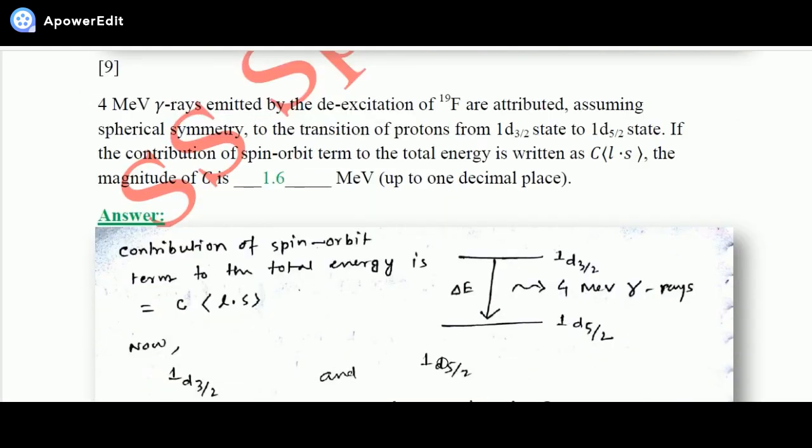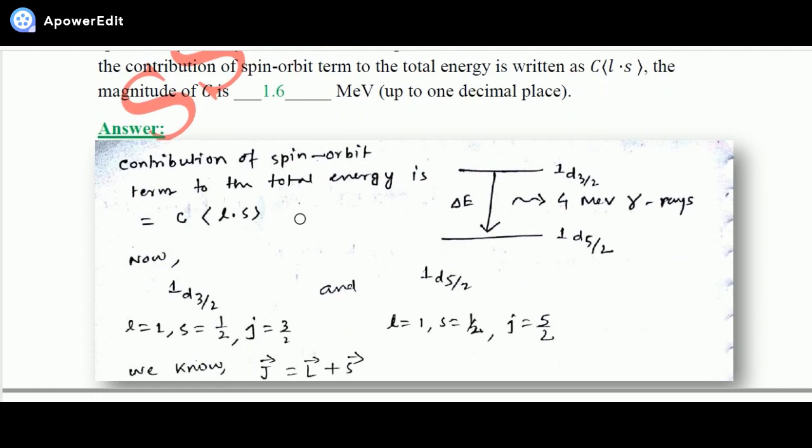Now question number 9. 4 MeV gamma rays emitted by the de-excitation of fluorine-19 are attributed, assuming spherical symmetry, to the transition of protons from the 1d 3/2 state to the 1d 5/2 state. If the contribution of the spin orbit term to the total energy is written as C into L dot S, then the magnitude of C will be. So you can think of the situation like this. 4 MeV gamma rays are being emitted, so the contribution of the spin orbit term to the total energy is this.